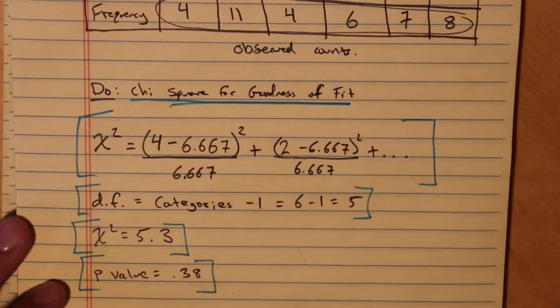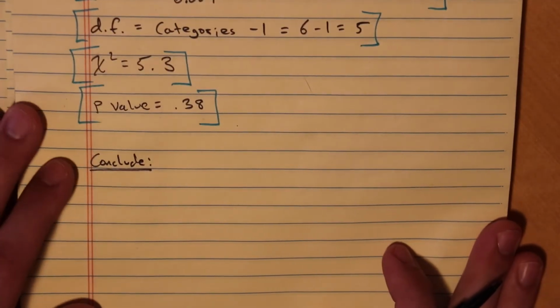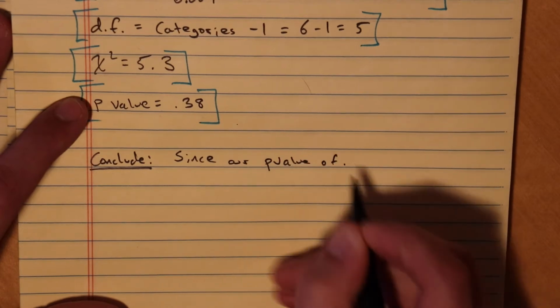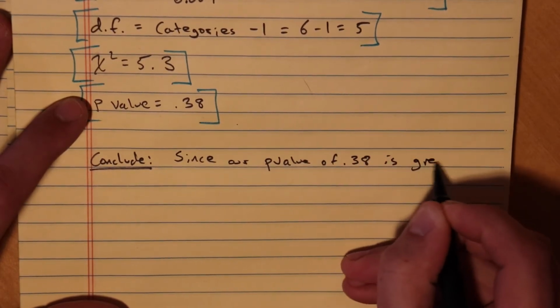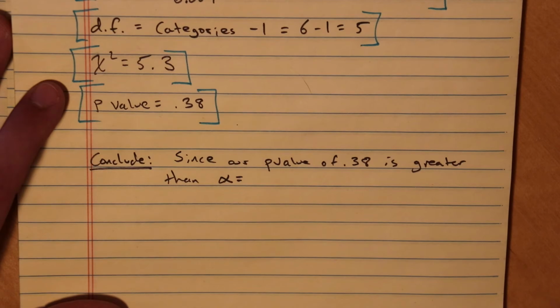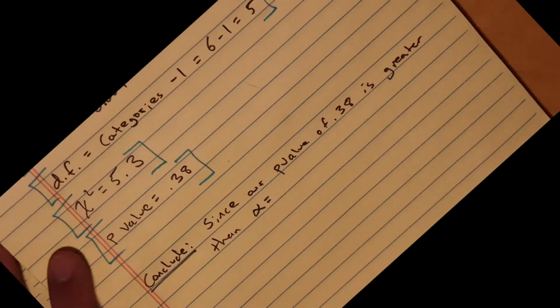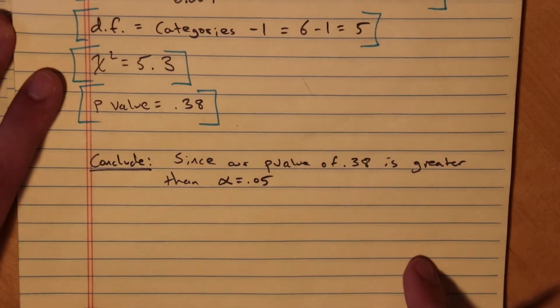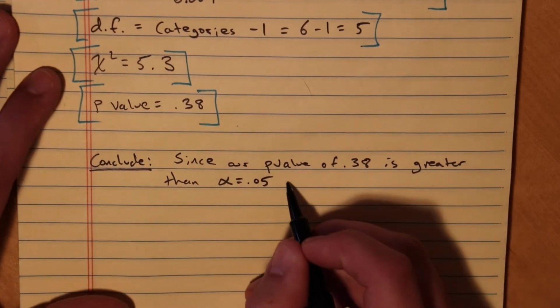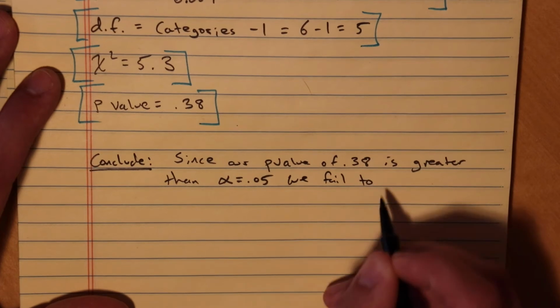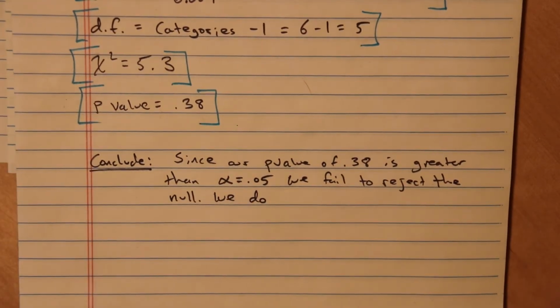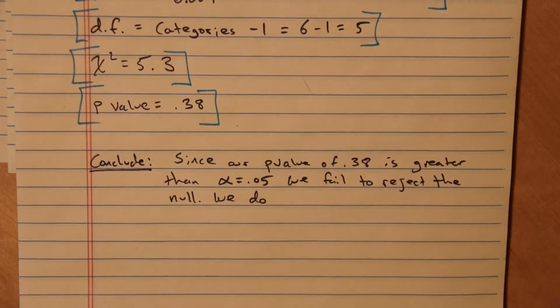Now we're going to conclude. This is the 4-step process. We've got a p-value. Since our p-value of 0.38 is greater than alpha, I didn't set the alpha level at the beginning. Remember, typically the most common one is 0.05. Since our p-value of 0.38 is greater than alpha of 0.05, we fail to reject the null. We do not have convincing evidence to suggest that my die is unfair.